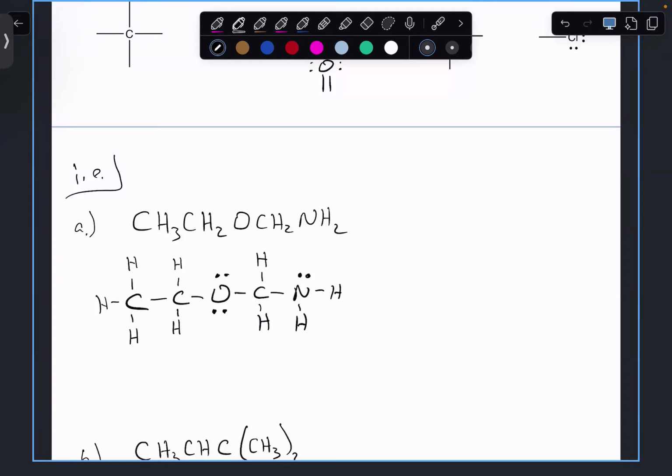We could go through and just verify that everything has its octet. That carbon has 4 bonds, good. Carbon has 4 bonds, good. Oxygen has 2 bonds and 2 lone pairs, good. Nitrogen has 3 bonds and 1 lone pair. That's good. So that one was pretty straightforward.